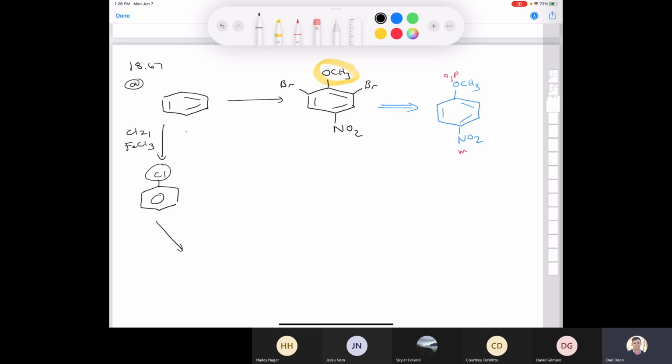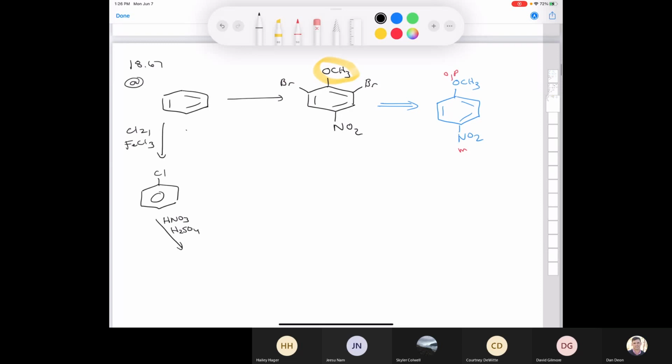So the chlorine is a weak deactivator, but it's an ortho-para-director. And I'm going to get preferential nitration down here at the para position. So I'll treat that with nitric acid and sulfuric acid. And I'll make para-nitro-chlorobenzene. This right here. Now I can do an SNAr.